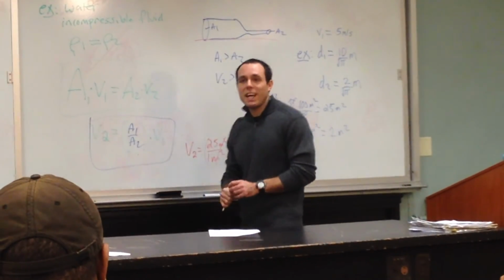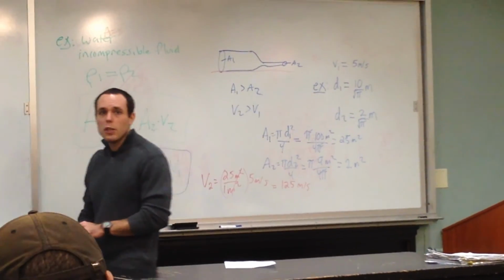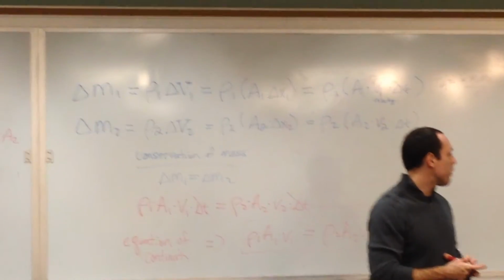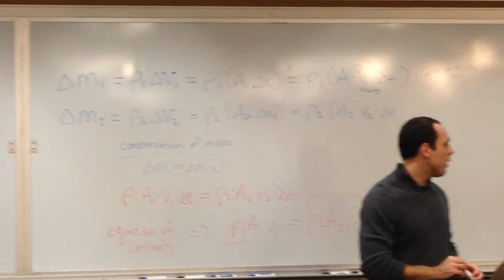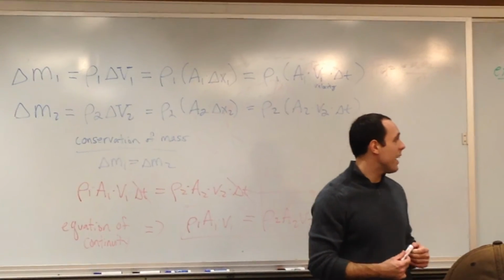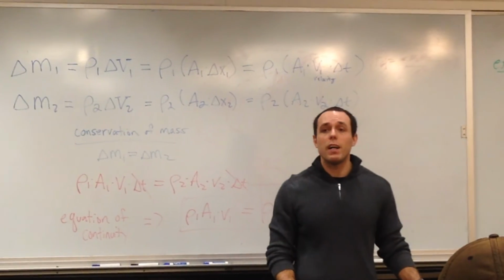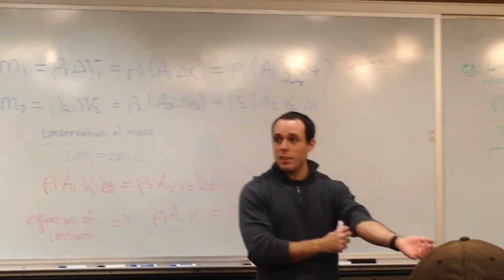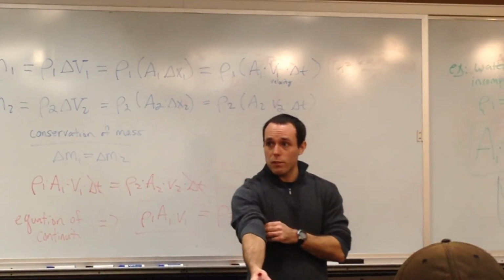So it increased by a factor of 25 times because the cross-sectional surface areas differ by a factor of 25. We can see that 10 divided by 2 is 5, and 5 squared is 25. So that was the basic idea for this.